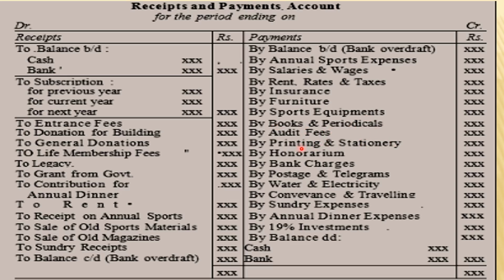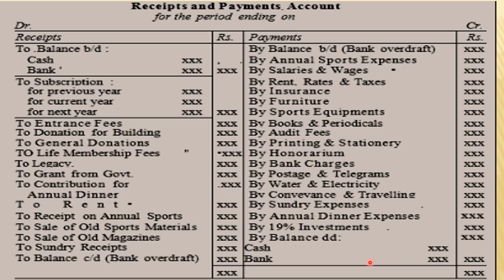Audit fee, revenue nature. Printing and stationery, revenue nature. Honorarium, it is a fee, it is revenue nature. Bank charges are also revenue nature. Postage and telegram charges, revenue nature. Water and electricity, revenue nature. Conveyance, traveling expenses, revenue. Sundry expenses, revenue. Annual dinner expenses, revenue. Investment is capital nature, it will go to the asset side. Cash and bank will go to the balance sheet. Opening cash and bank is real nature, a real account, it goes to the balance sheet.